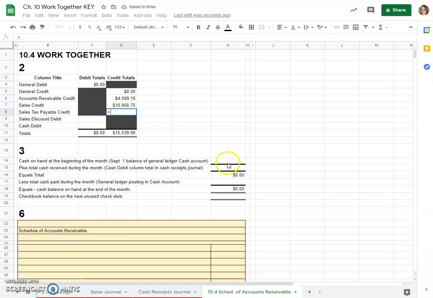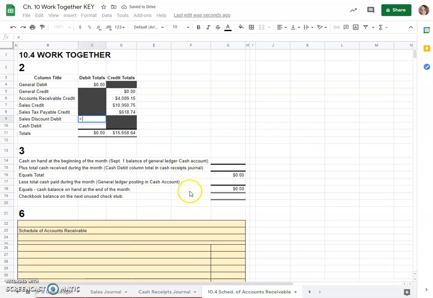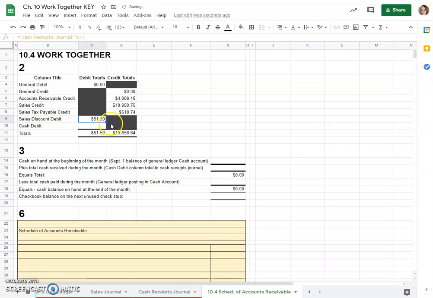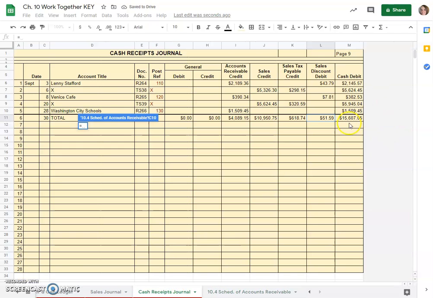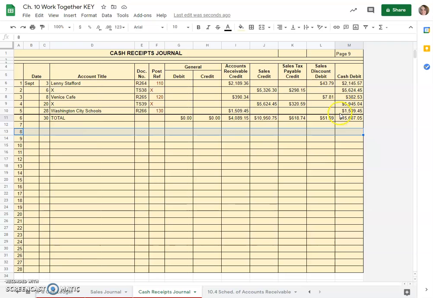Now sales tax payable credit and sales discount debit. And cash debit. Okay, so now I put a sum function in this cell here. 15,658.64, they equal. So that means we're going to be okay, I think, to post these now. And since they equal, we get to do the double lines underneath those.